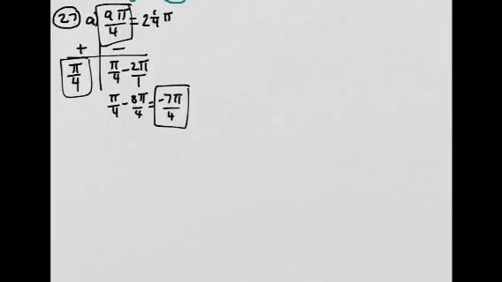Now, I could have added 2 pi to 2 1/4 pi. I could have, because like it says in the book, there are many correct answers. But I just chose to give the smallest possible positive one and negative, like the first negative.